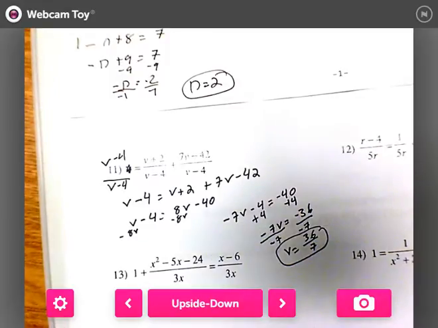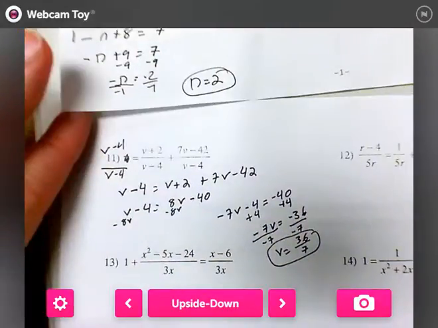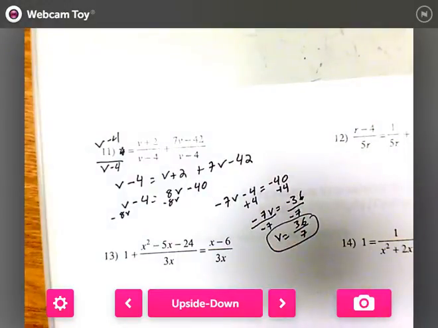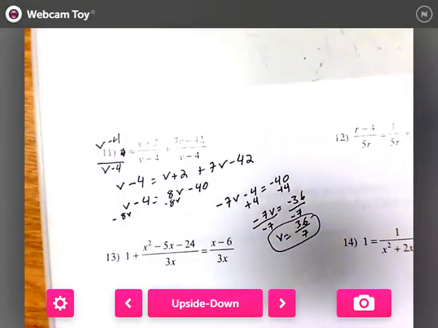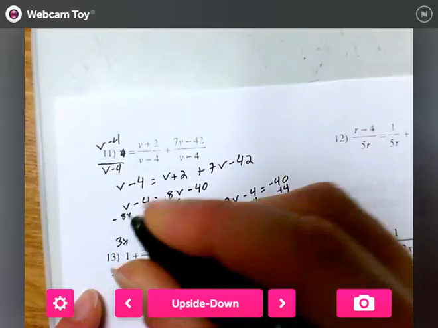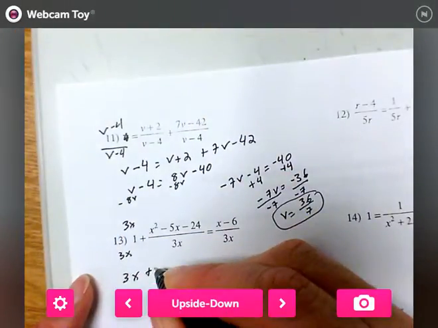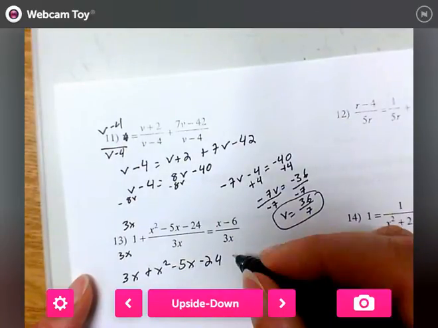Okay. Let's move on to 13. Okay? 13 is almost exactly the same thing. We see that one of them needs 3x. So we're going to multiply the top and bottom by 3x. Then we can just cancel out the bottom so we don't have to worry about it. So we have 3x plus x squared minus 5x minus 24 equals x minus 6.